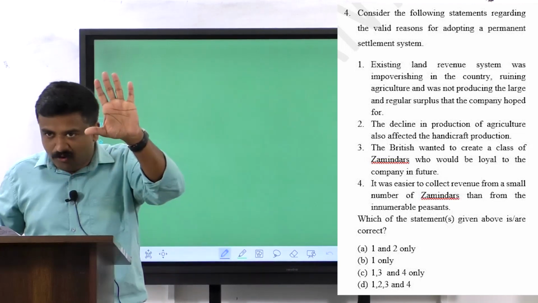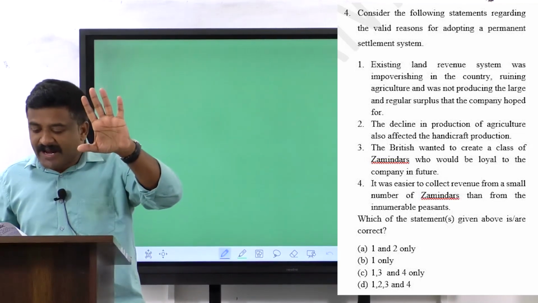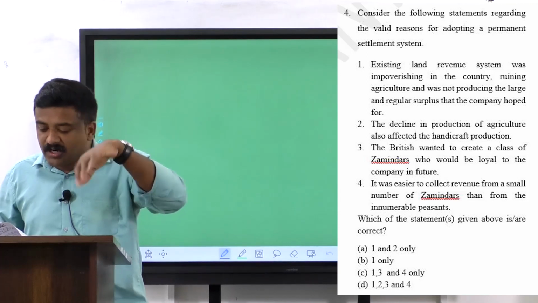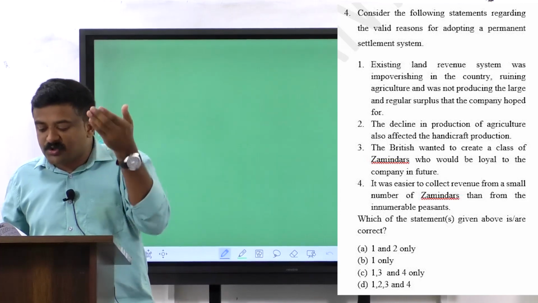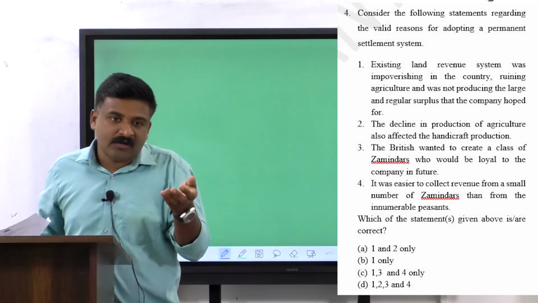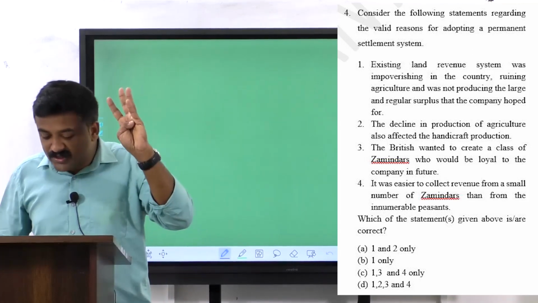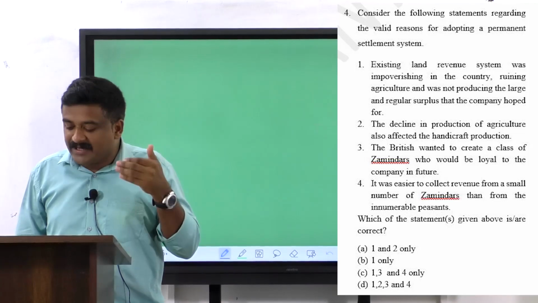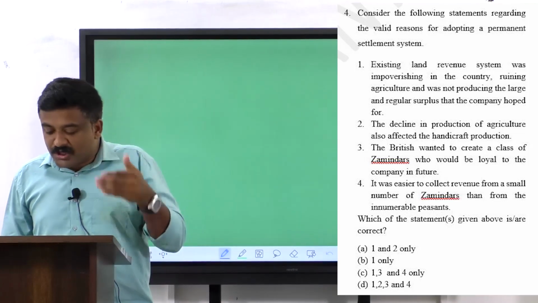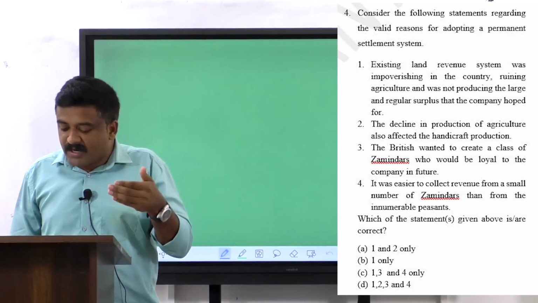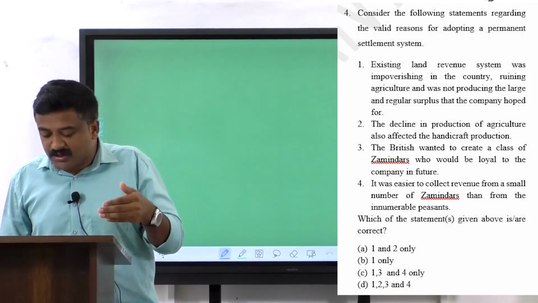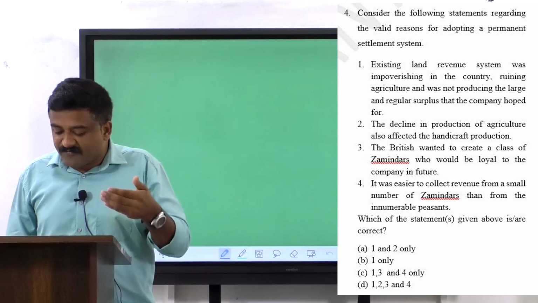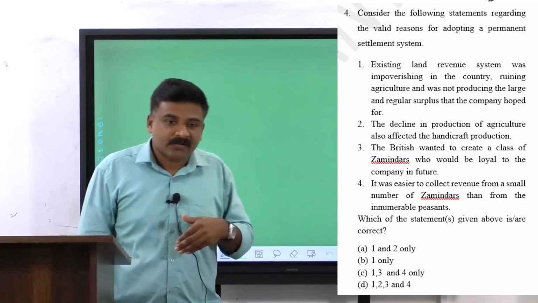I will read all the 4 statements here. Existing land revenue system was impoverishing the country, ruining agriculture and was not producing the large and regular surplus that the company hoped for. First statement. Second statement, the decline in production of agriculture also affected handicraft production. The British wanted to create a class of zamindars who would be loyal to the company in future. It was easier to collect revenue from a small number of zamindars than from the innumerable peasants.